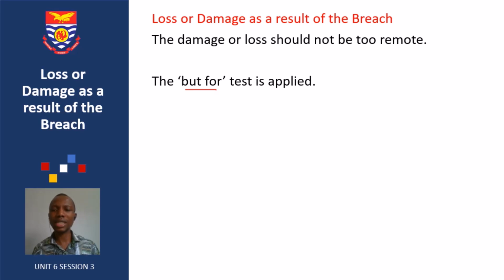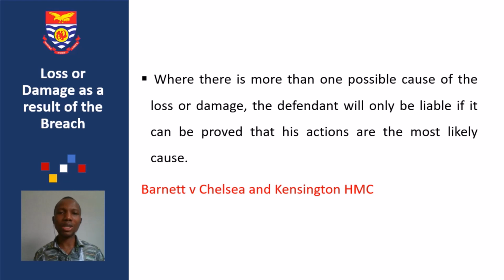That's why the accident or the losses have occurred. Now, you should also understand that sometimes there could be a possibility that more than one cause will contribute to the losses. So how do you determine who is responsible? The principle states that where there's more than one possible cause of the loss or damage, the defendant will only be liable if it can be proved that his actions are the most likely cause.